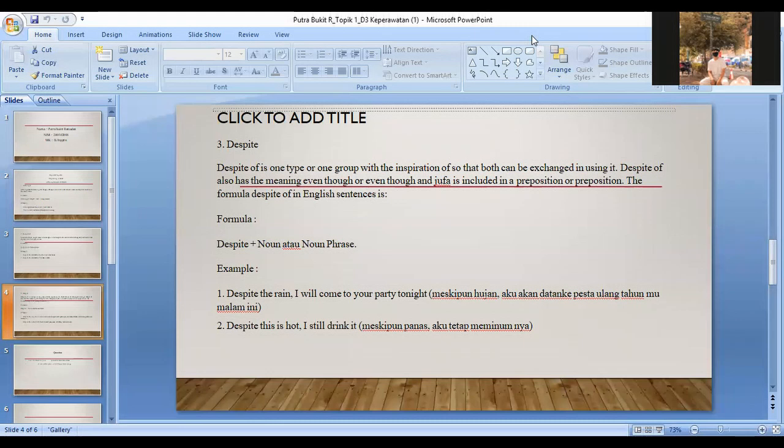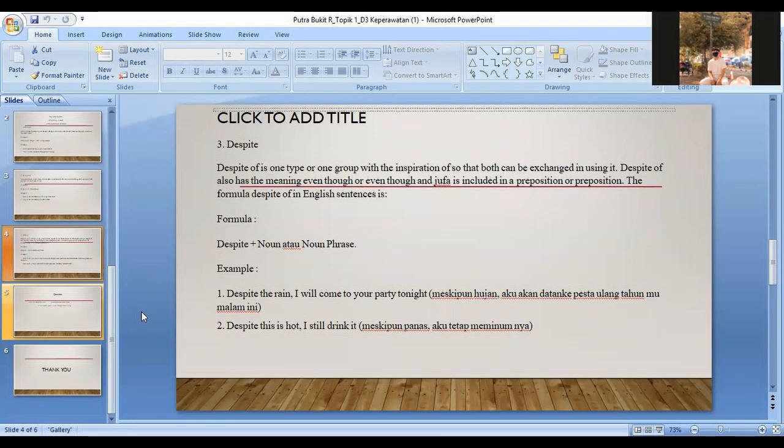Despite of is one type or one group with in spite of, so that both can be exchanged in using it. Despite of also has the meaning even though, and is included in a preposition. The formula for despite in English sentences is despite plus noun or noun phrase. Example: 1. Despite the rain, I will come to your party tonight.